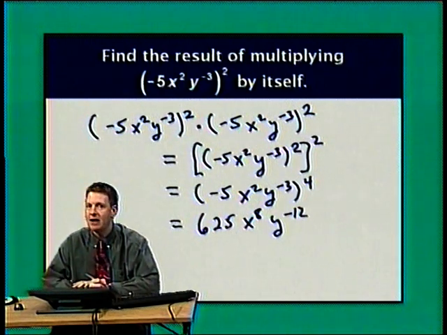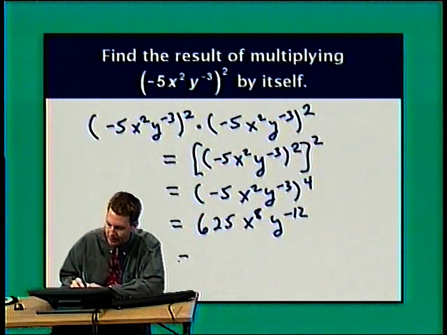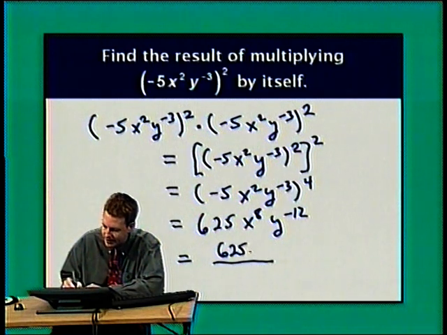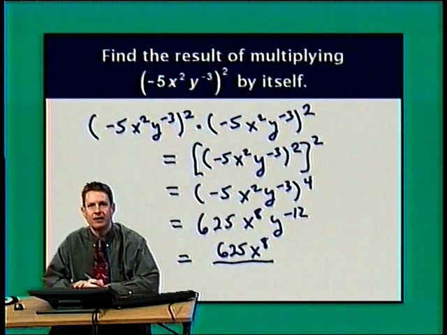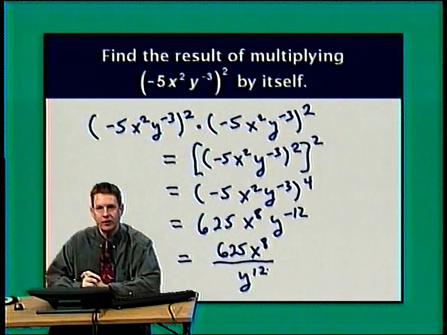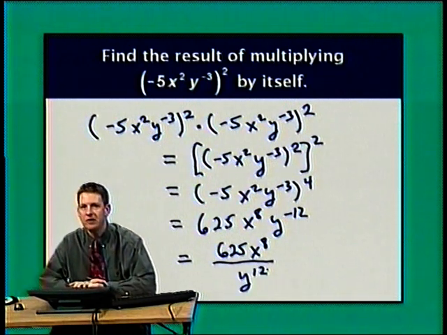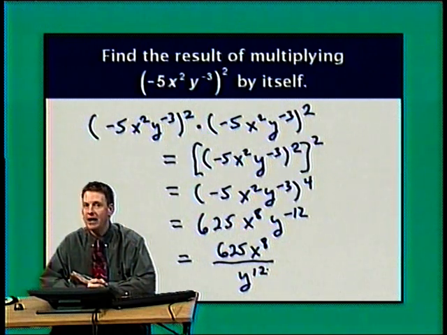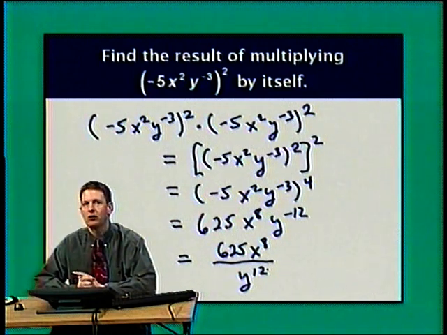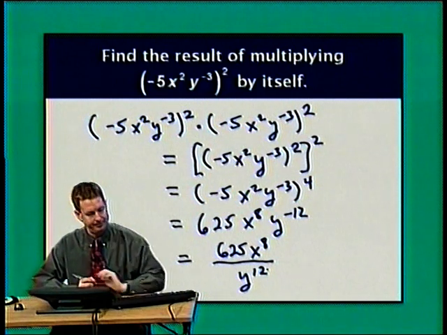But the expression is not simplified until I no longer have any negative exponents, so I need to rewrite this as a fraction. In the numerator, I've got 625 x to the 8th, and in the denominator, I have y to the 12th. Make sure you have all those steps written down, and if there were any steps that you didn't really quite follow, put a big question mark there so that after the lesson, you can go back, look at your rules of exponents, and see where that step came from.